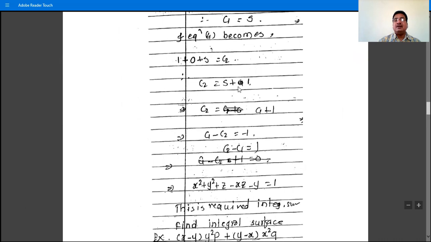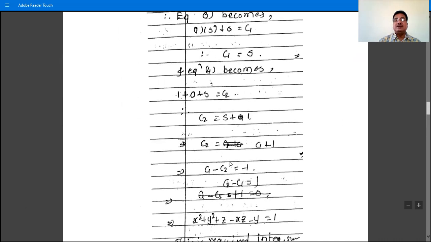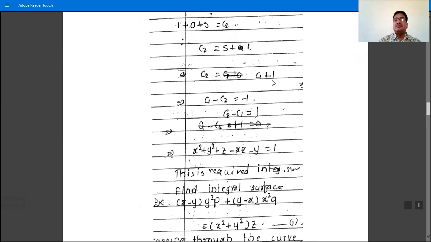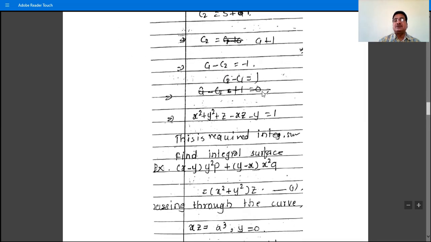Okay, and then write c1 as s. So we have c2 is equal to c1 plus 1, and therefore we have c1 minus c2 is equal to minus 1, or c2 minus c1 is equal to 1. And this is the relation between c1 and c2. Then substitute c2 as x square plus y square plus z, and c1 as xz plus y, and after negation it becomes minus xz minus y is equal to 1.